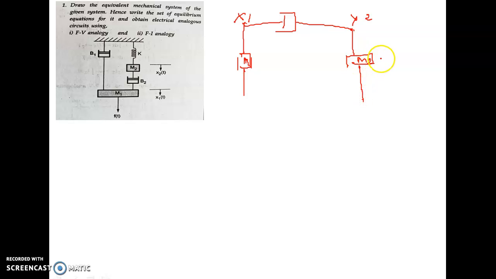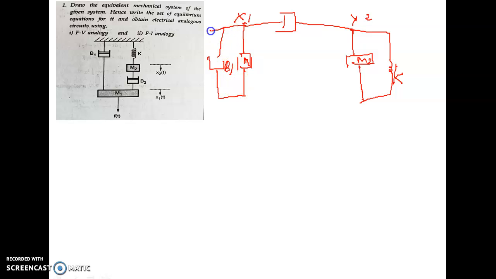Now, one end of k in this system is connected to a rigid support, and the other end is connected to m2. So k is also having the displacement of x2, which is why k is connected to x2. Now you see damper b1. One end of that is connected to the fixed support and the other end is connected to m1. So it is having the displacement of x1, so it is also connected to x1.